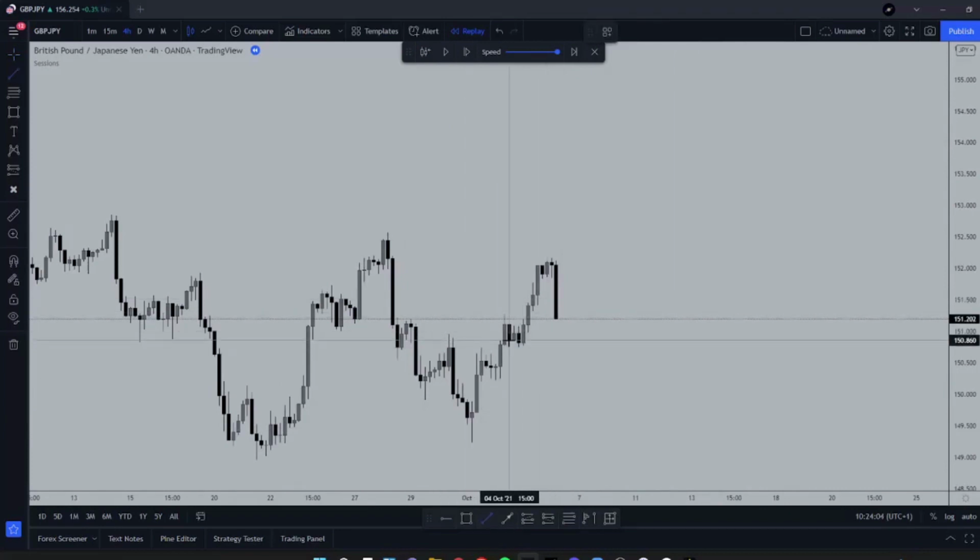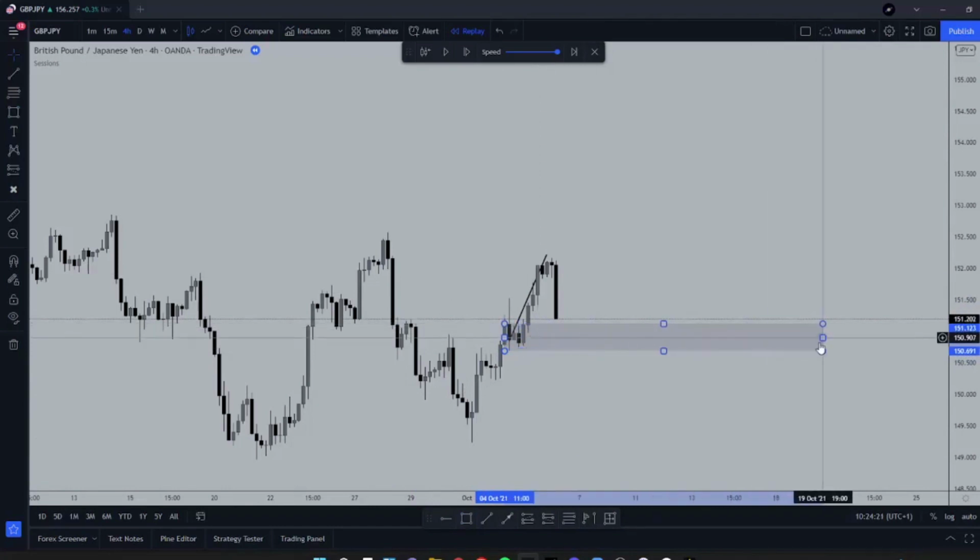We are seeing this level right here, this move. Did it break previous structure? Yes, it broke this high and this high as well, as you can see. So this is a valid level. So what do we do? We draw our zone.